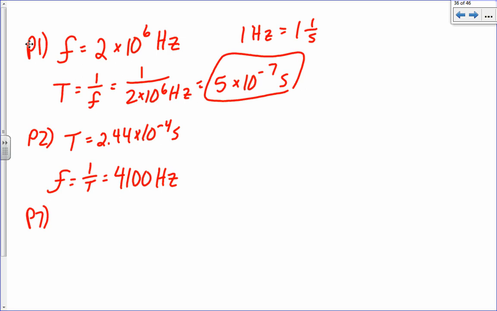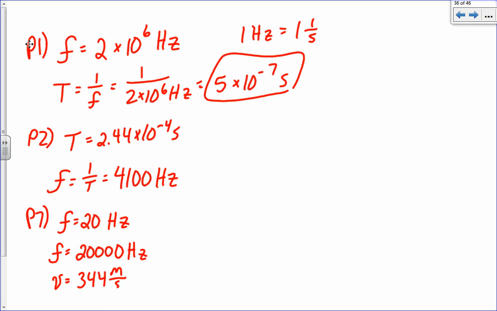Problem number 7. Calculate the wavelengths of the lowest and highest frequency sounds normally audible to humans. That is frequencies of 20 hertz and frequencies of 20,000 hertz. Given the speed of sound, velocity is 344 meters per second.